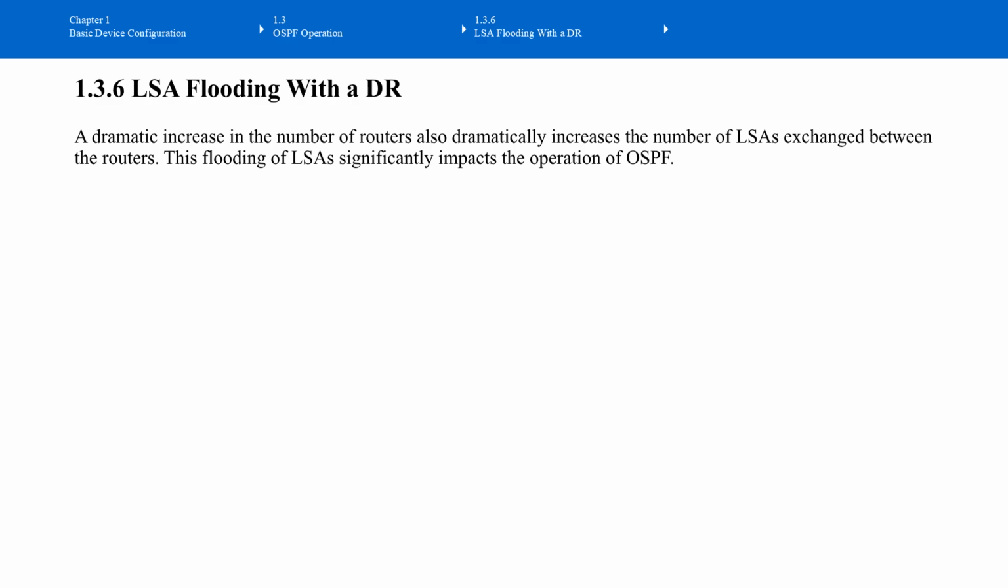Without a designated router, each router sends these updates to every other router on the network. As the network grows, this creates a large amount of unnecessary routing traffic. The excessive flooding of LSAs can increase bandwidth usage, increase CPU utilization, consume more memory, and slow network convergence.